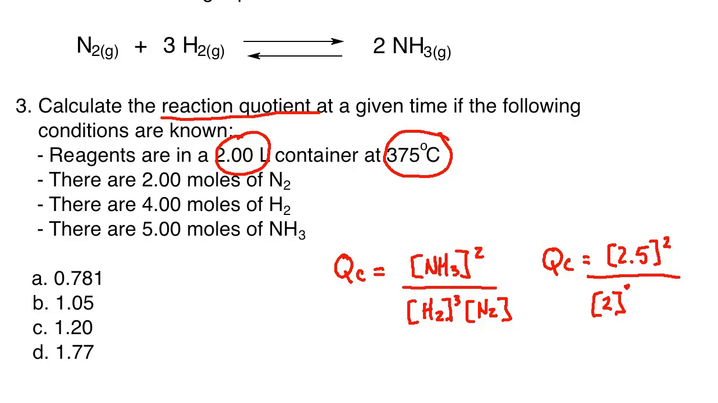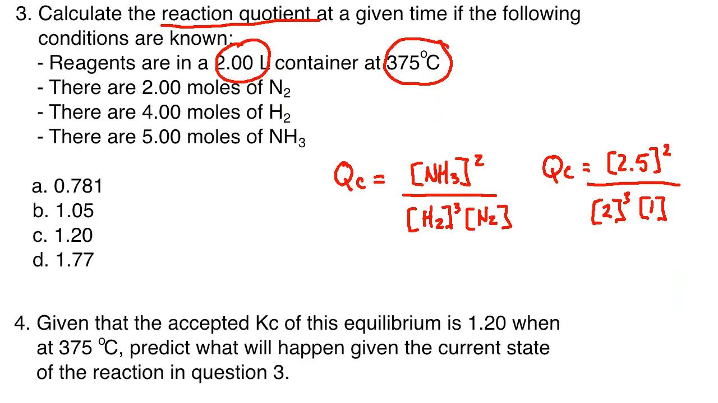And that 2 is going to be cubed. And then the 2 divided by 2 for the nitrogen is just going to give us 1. So if we simplify that, we're going to find that Qc is equal to 2.5 squared over 8, and that is going to be approximately 6.25 over 8. And so when we look at that, that is roughly 0.8 if you're following along. So the closest answer and the correct answer if you were to plug this into a calculator would be A. Okay, and the rest of these guys would drop out.